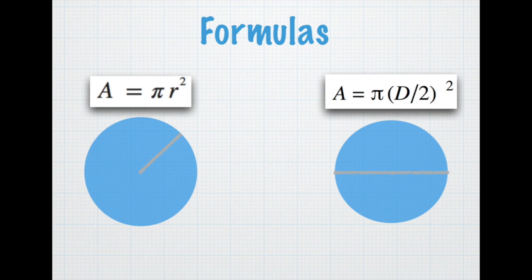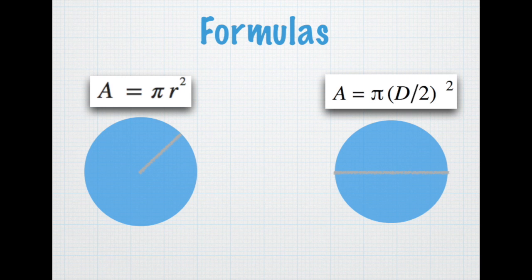So the first thing I want to talk about is the formulas. There are two formulas for finding the area of a circle. Obviously we have one for when we're using the radius, and we have one for when we're using the diameter. Let's start with the radius one because it's a little simpler. You're going to take r squared first, then you're going to times it by pi.